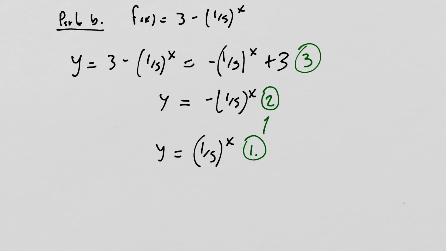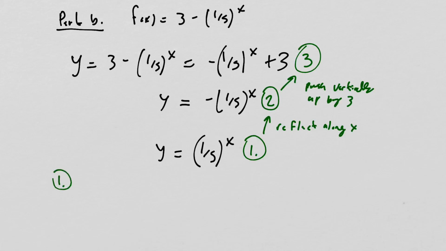So from 1 to 2, again, we reflect along the x-axis. And from 2 to 3, we're just going to push vertically up by 3. So we'll go ahead and draw it down here. Our first graph has the following shape.